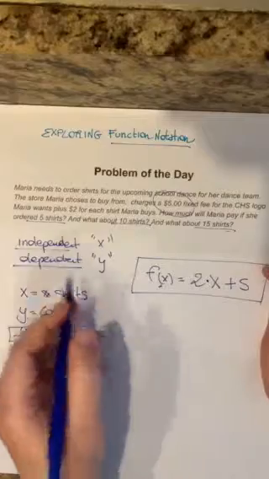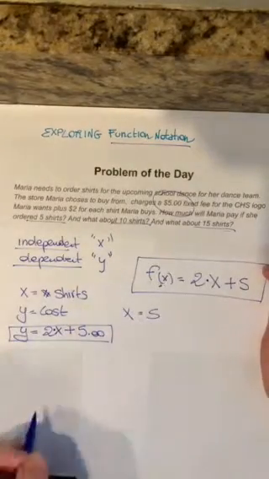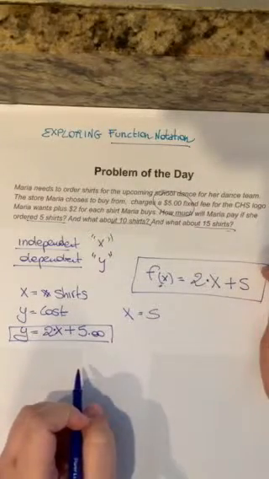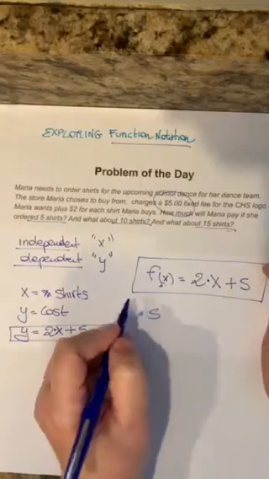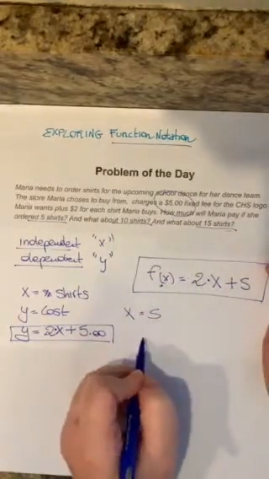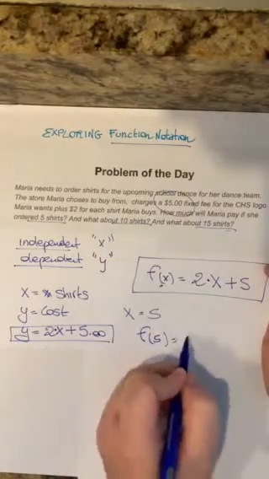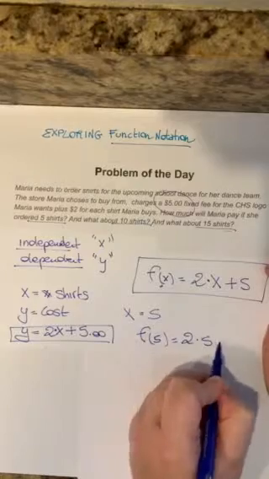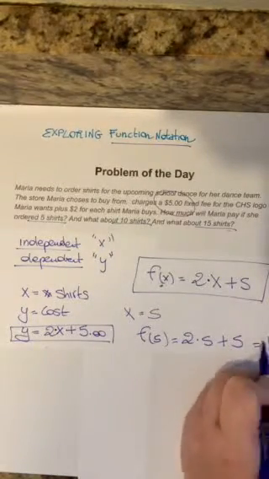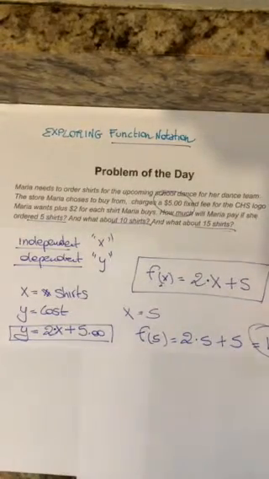Okay, what about if Maria decides to buy 5 shirts? Well, we know that our x value is now 5. We can evaluate our function notation for a value of x equals 5. When we do that, we literally establish that our x will be 5, and we literally evaluate this function for x equals 5. In this case, we can expect Maria to pay $15. That is our value of the function when x is 5.